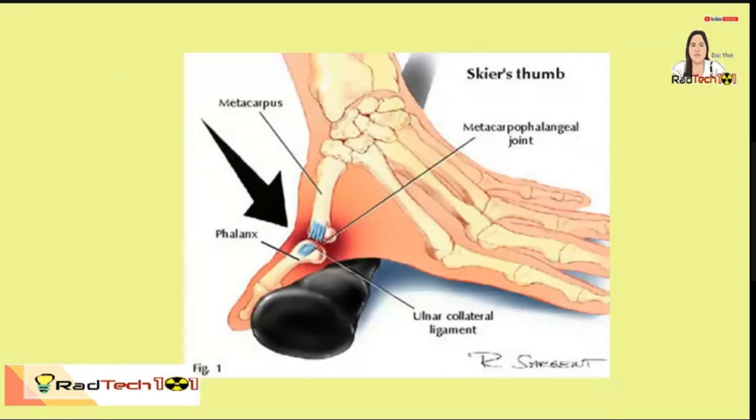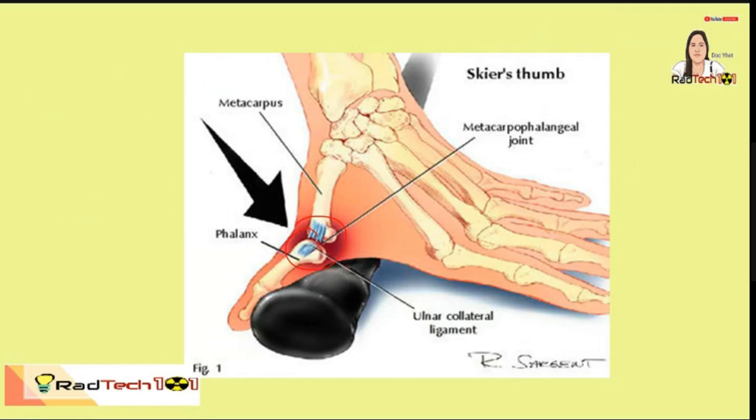So, ito yung skier's thumb. Ito, kapag na tumba siya, falling on a hard snow surface while holding the pole of the ski. Ito. So, yung ulnar collateral ligament rupture or injury or the skier's thumb or the gamekeeper's thumb.